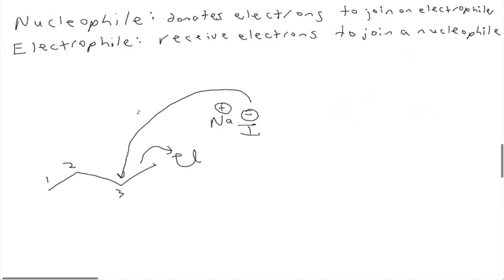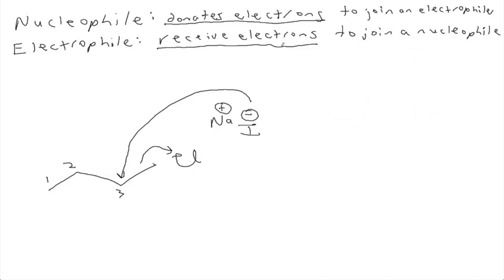Okay, so what is our definition of a nucleophile? A nucleophile donates electrons to join an electrophile. Good. And what's our definition of an electrophile? An electrophile receives electrons to join a nucleophile. Okay, good. Oftentimes, we might just shorten it to this: nucleophiles donate electrons and electrophiles receive electrons. But sometimes it's helpful to remember this part of the definition as well.